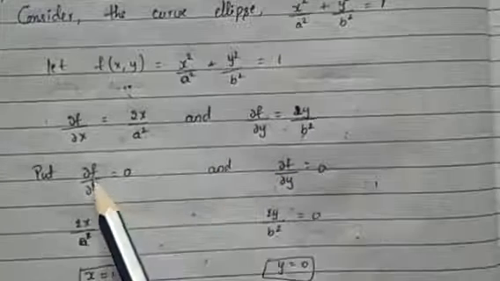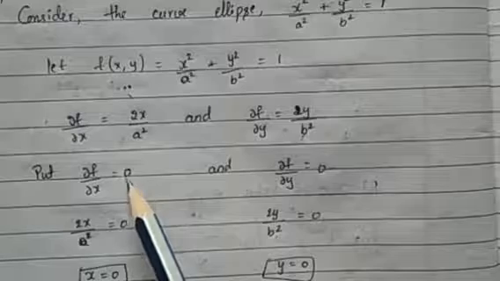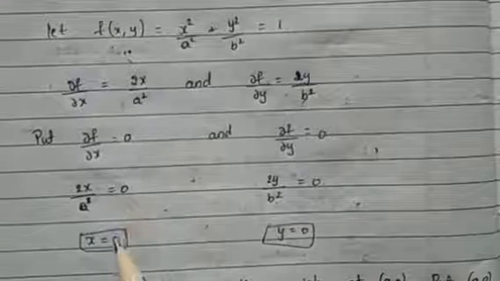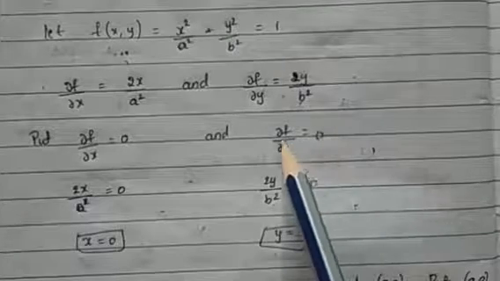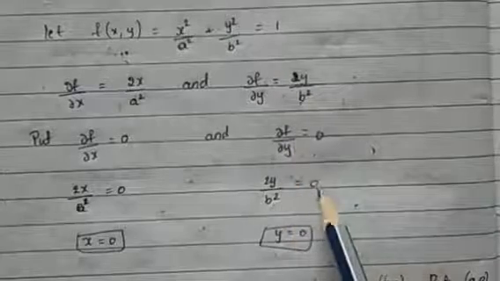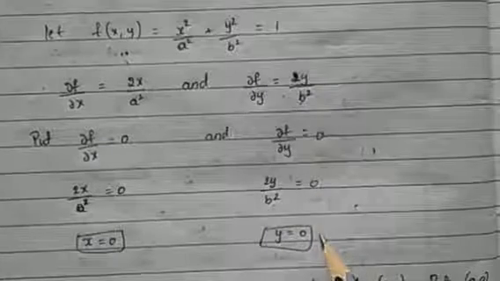Next, we put ∂f/∂x equal to 0. We get x is equal to 0. And we put ∂f/∂y equal to 0. ∂f/∂y is 2y by b square, which is equal to 0. We get y is also 0.